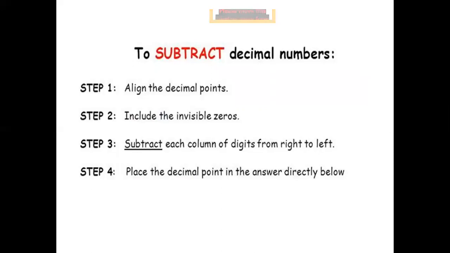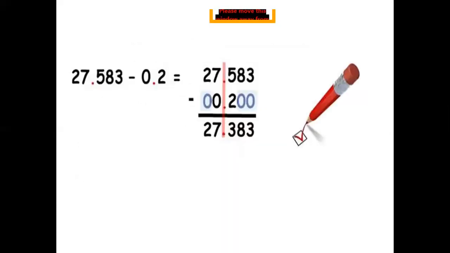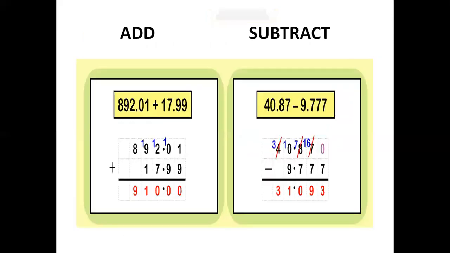Now, let's move to the subtraction of decimal numbers. Step 1. Align the decimal points. Step 2. Include the invisible zeros. Step 3. Subtract each column of digits from right to left. Step 4. Place the decimal point in the answer directly below. Let's see the example. 27.583, when subtracted with 0.2, we will get the answer 27.383.